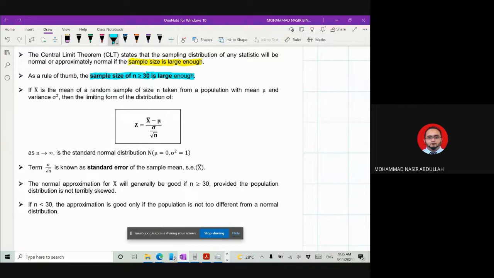So if X bar is the mean of a random sample of size n taken from a population with mean mu and variance sigma squared, then the limiting form of the distribution is Z equal to X bar minus mu divided by sigma over square root of n. So Z here is a standard normal distribution, right? This is a standard normal distribution.